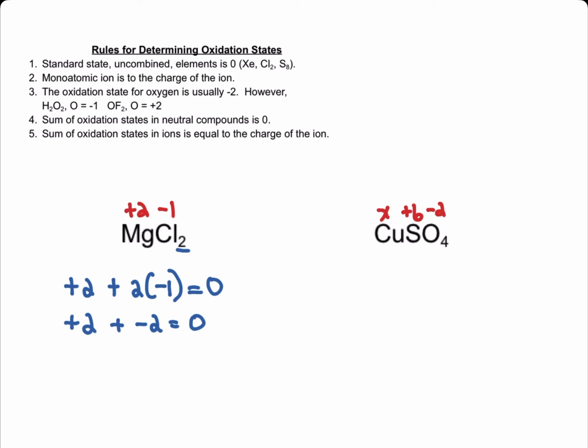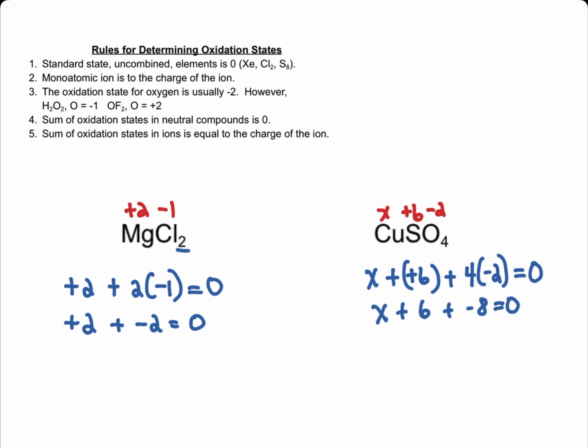We're going to add up the oxidation states. There's only one atom of copper, so X, plus there's only one sulfur. There's 4 atoms of oxygen with an oxidation state of -2, and this should all equal 0. So X plus 6 plus -8 equals 0. So X should equal +2. So the oxidation state for copper is +2. Let's take a look at another example.